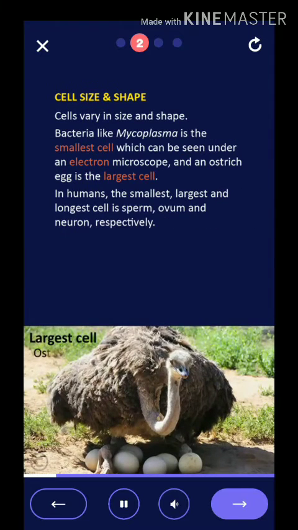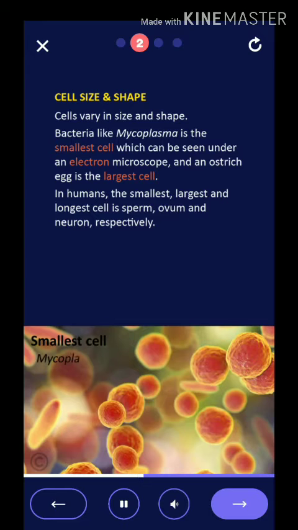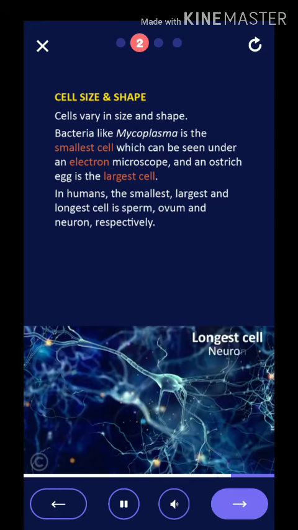Cell size and shape. All cells vary in size and shape. A bacteria-like mycoplasma is the smallest cell, which can be seen under an electron microscope, and an ostrich egg is the largest cell. In humans, the smallest, largest, and longest cells are the sperm, ovum, and neuron respectively.